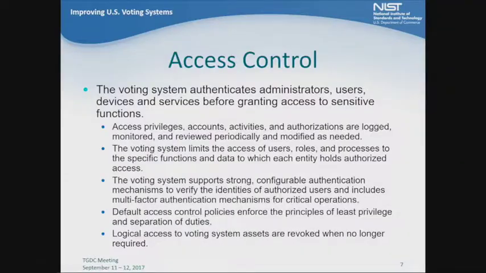As for the requirements themselves, the principle states the voting system authenticates administrators, users, devices, and services before granting access to sensitive functions. I would say that bullet 3 and bullet 4 are the only new areas here. Most of this is contained within previous versions of the VVSG. Other than that one multi-factor concept, I don't think there's much new here. Comments on that?